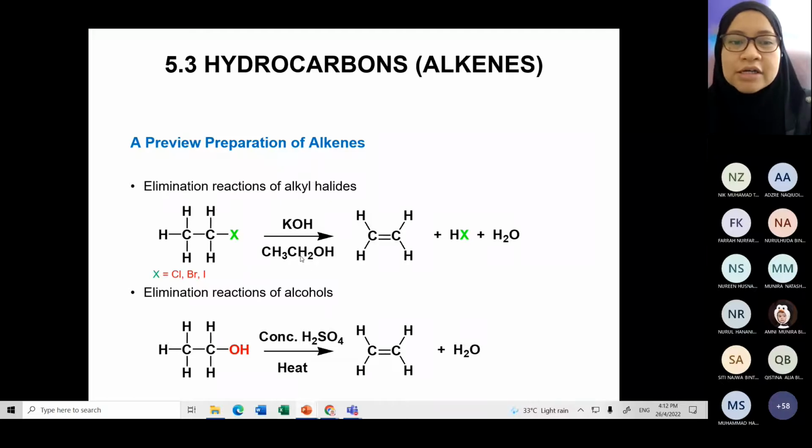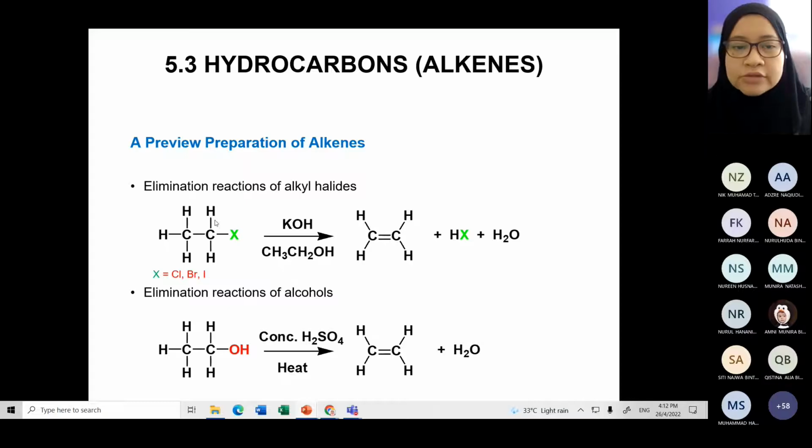Basically, we want to remove this halogen and a hydrogen from the adjacent atom. Adjacent means next to the carbon that is bearing the halogen. So these are next to each other, and normally it will involve these two carbons. When this X, this halogen, is removed, and the hydrogen from the adjacent carbon is removed too, this double bond will be formed.